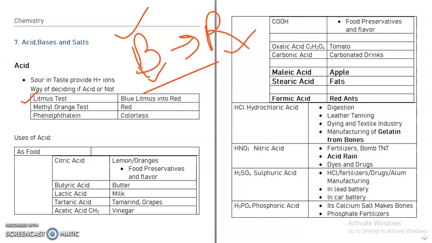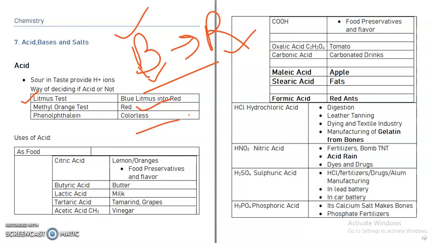Base, what happens in base? The opposite of it will happen, obviously. Then in the methyl orange test, it converts methyl orange color into red. Then the phenolphthalein test. Phenolphthalein is basically colorless in nature and it remains colorless when mixed with an acidic substance. So these are the tests.